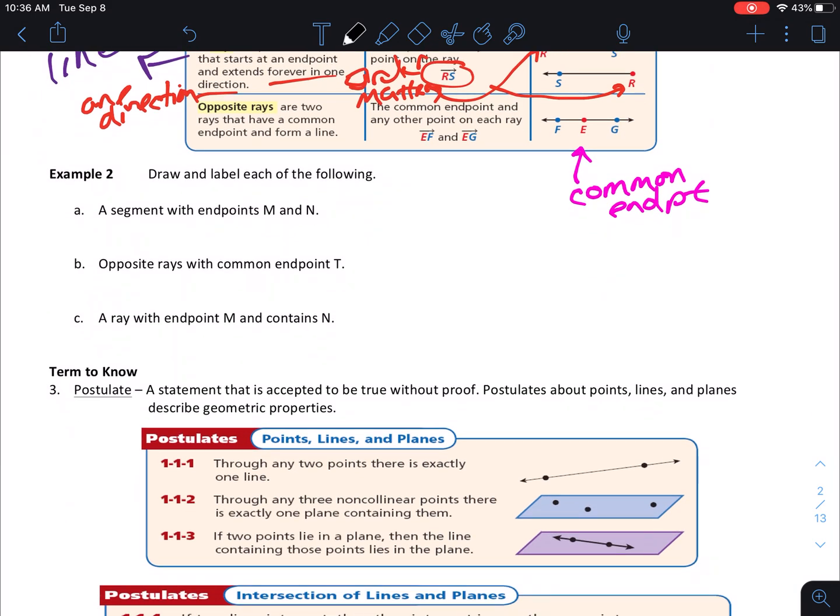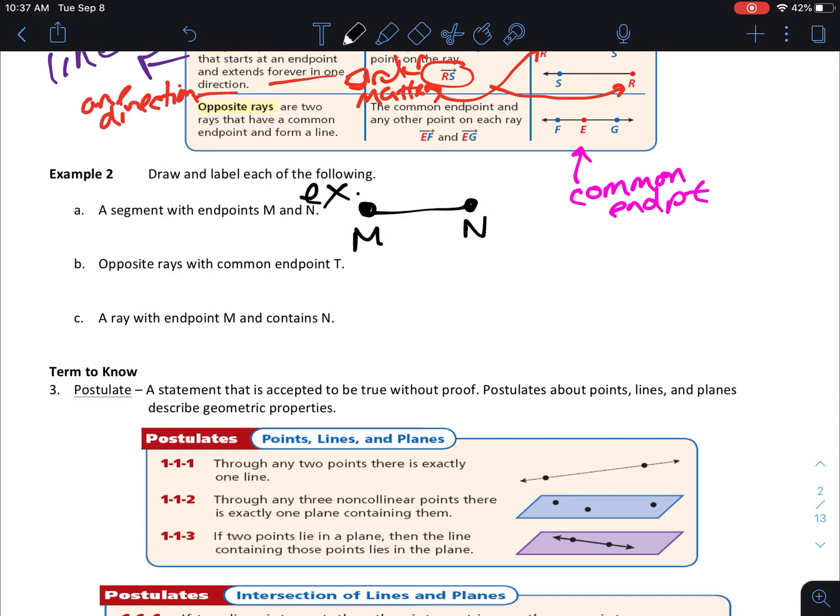It does say to draw, so you really should be using a device that has like a ruler or something in it, but for the sake of time and sanity, hashtag pandemic, we're not going to worry about that. So a segment with endpoints M and N. Got to have distinct points there, M and N. That's an example. I could have flipped those. I could have had that in a vertical orientation, and it would still be equally as correct.